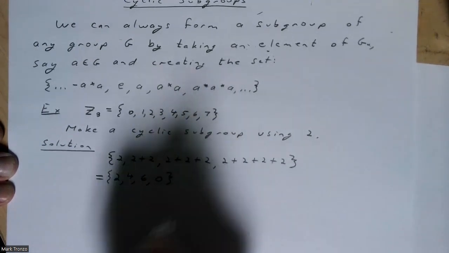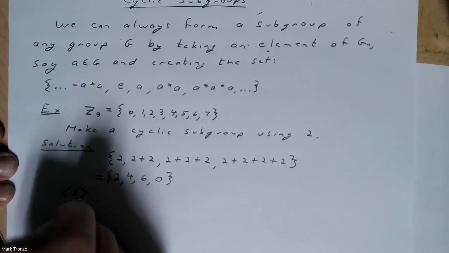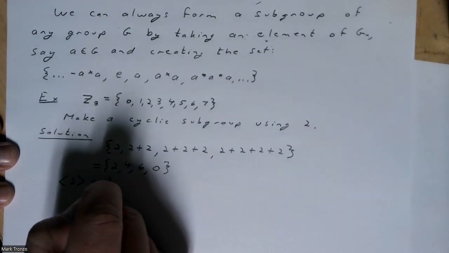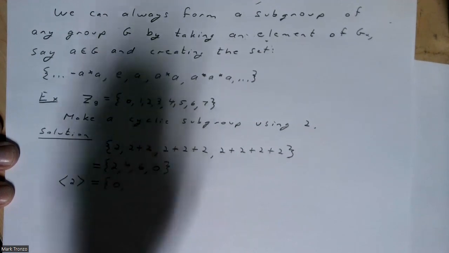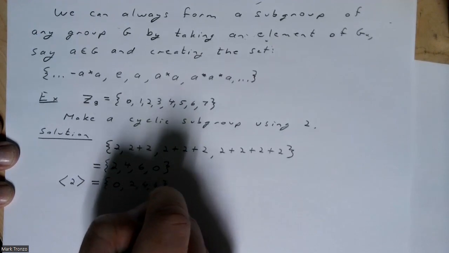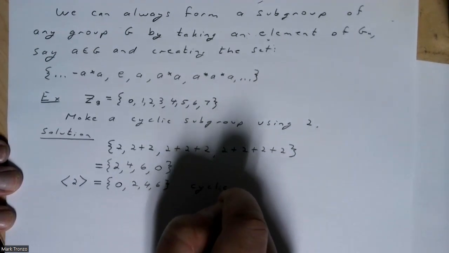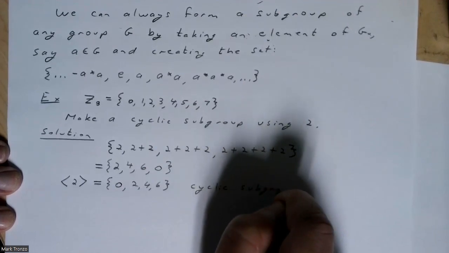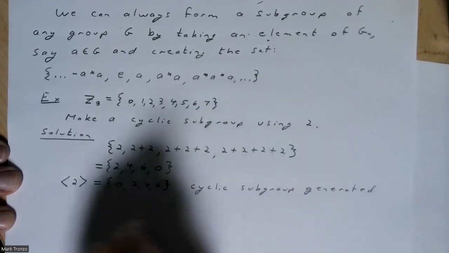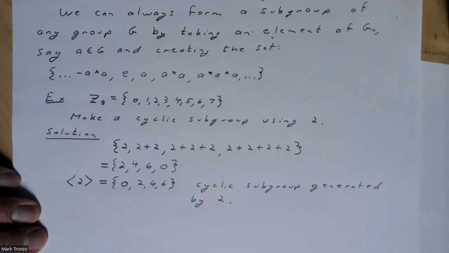And let me write this in order. Sometimes when they have a cyclic subgroup, they'll put some kind of symbol like this to indicate it was generated by 2. And that gave us this group 0, 2, 4, 6, like this. And so this is the cyclic subgroup generated by 2.